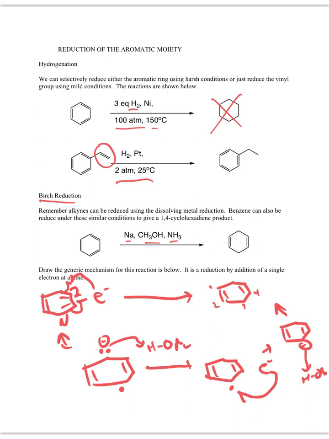cyclohexadiene. Okay, and it's always a 1,4. Remember, when you name an alkene, you have to number through the double bond. So number 1 is on one carbon of the alkene. Number 2 is on the other carbon of that alkene. So in this process, we add 2 electrons into the benzene ring and reduce it to the cyclohexadiene.